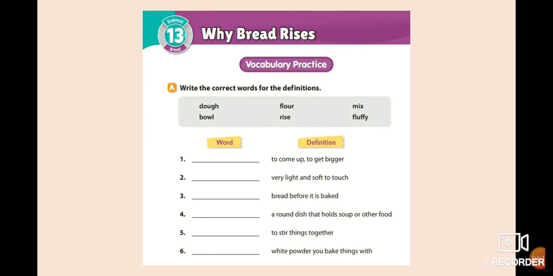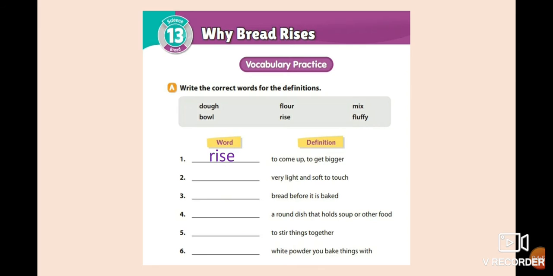Now that we discussed the reading and we remember the information, we solve the exercises of our workbook. That means we work on pages 27 and 28. Vocabulary practice. We write the correct words for the definitions. And we have the words: dough, bowl, flour, rise, mix, and fluffy. So the first definition is to come up or to get bigger. That means rise. These are synonyms. When a bread rises, that means the bread comes up or the bread gets bigger.